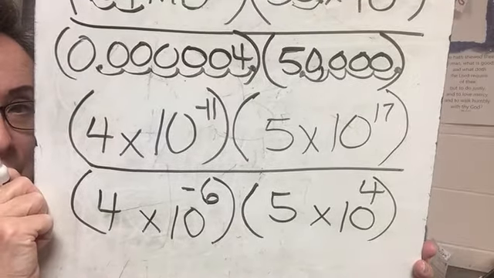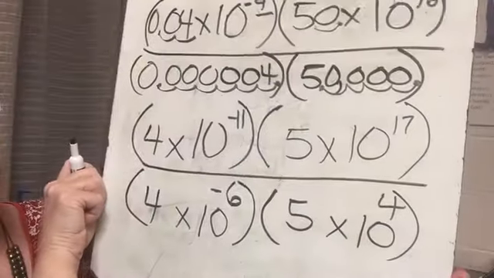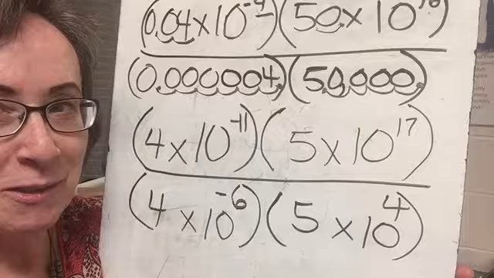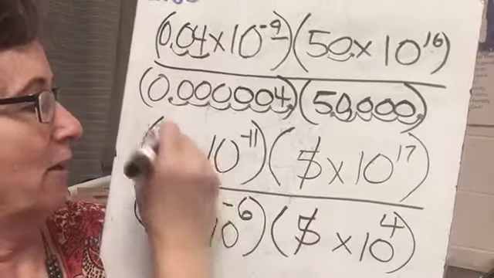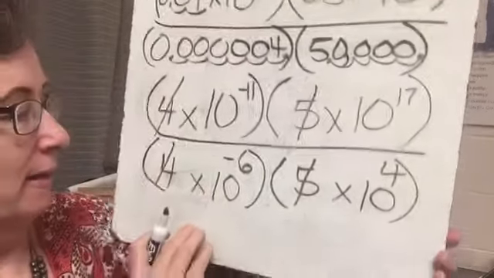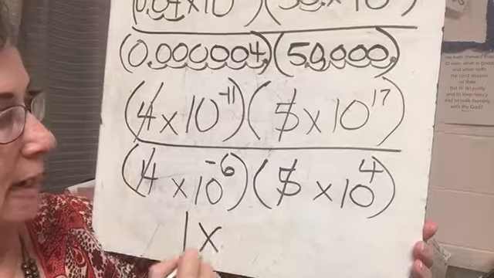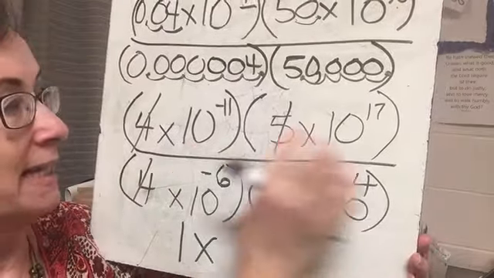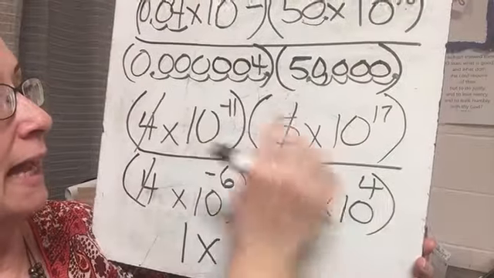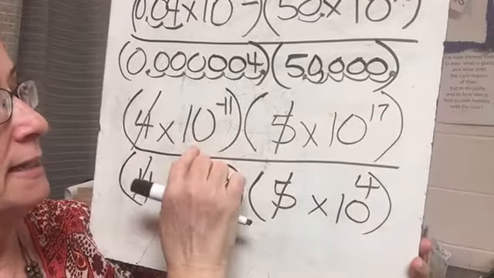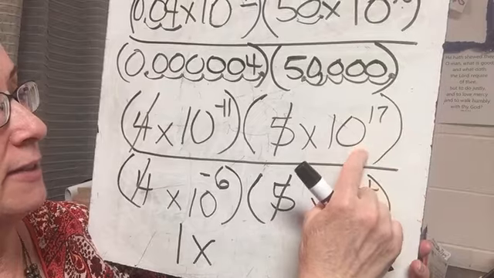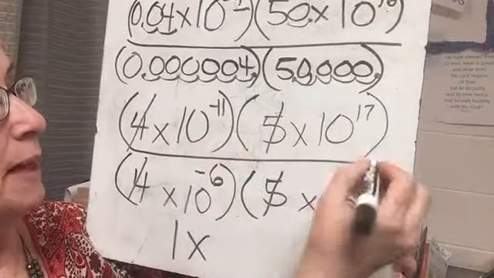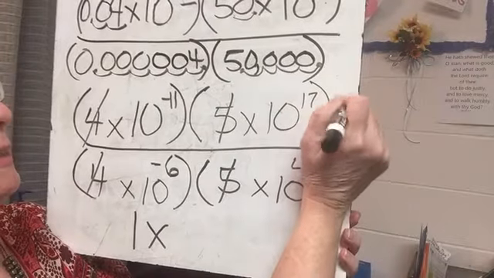What do you notice? Do you see a 4 and a 4 and a 5 and a 5 that will cancel? Why bother multiplying them together if you know they're going to all cancel to a 1? Okay, so 1 times. Now all I have to do is multiply my 10s together. I multiply, I add my exponents. 10 to the negative 11 times 10 to the 17 is 10 to the 6th. So on the top, everything becomes a 10 to the 6th.